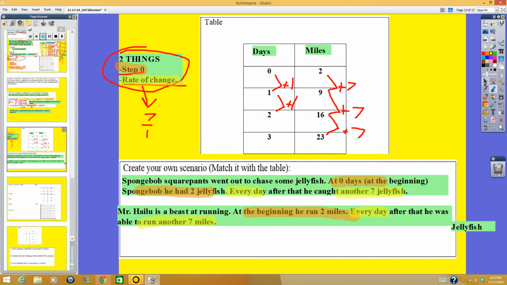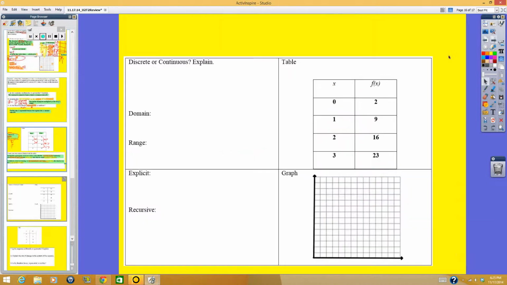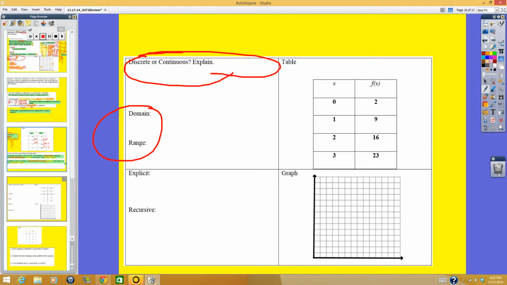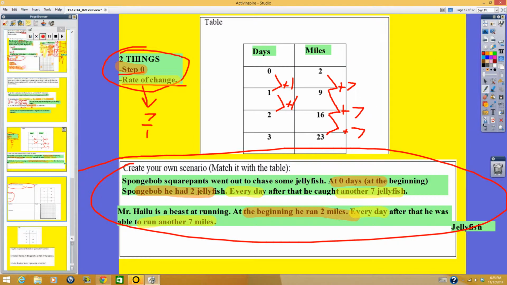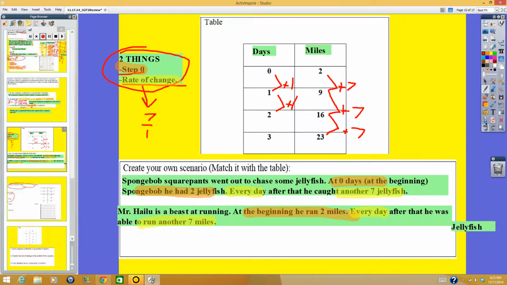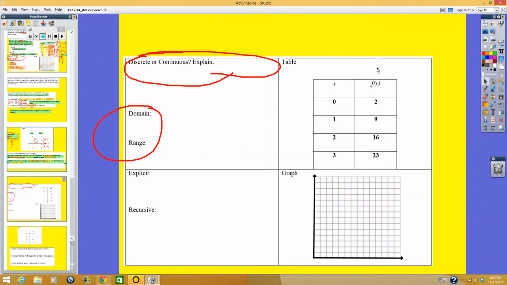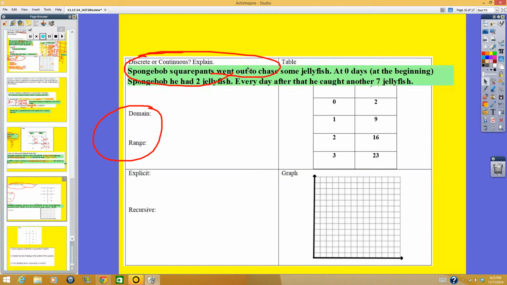It's up to you. And like, this next section, your domain and range, if it's discrete or continuous, that depends on you now. That depends on the word problem that you had made, right? Just because I feel like being ridiculous, I'm going to use the SpongeBob example for this problem when I do the rest of this, okay? So just keep that in mind.